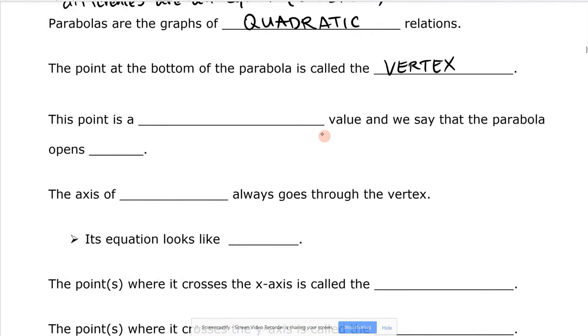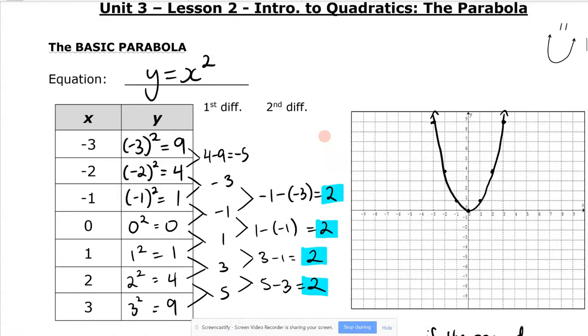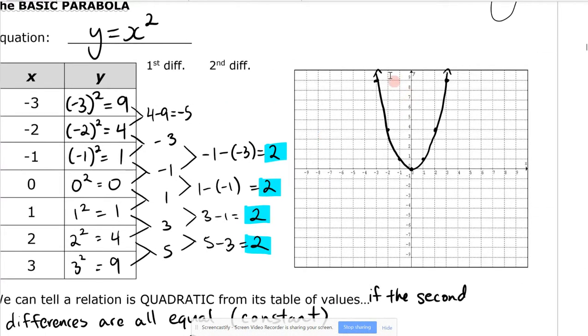So that is called a minimum point. This point is a minimum value, and we say that the parabola opens up. So when you have the minimum, the parabola opens up. You think of the parabola like an open mouth. The mouth is pointing up.